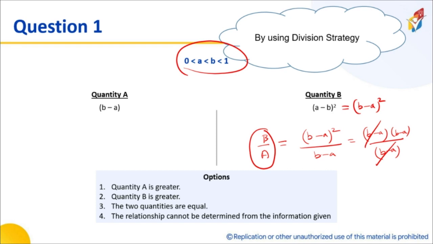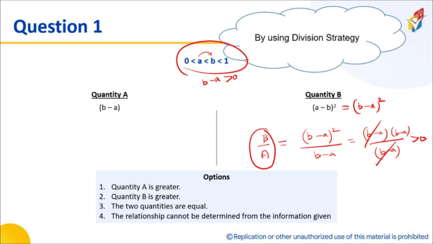If I look at the original one, a is smaller than b, which means b is greater than a, or b minus a is positive. So after division, I notice that the result I got is positive. When would a division be positive? When I am taking two quantities and dividing, what does B by A greater than 0 mean? B by A greater than 0 will tell you that either both of them are positive or both of them are negative.